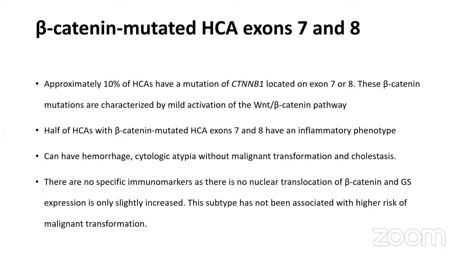Then the exon 7, 8 beta-catenin mutated adenomas make up approximately 10% of the hepatocellular adenomas, and they have mutations of the CTNNB1 gene located on exon 7 or 8. And these are characterized by mild activation of the WNT beta-catenin pathway. So these do not have that high risk of malignant transformation. The beta-catenin exon 3 adenomas are associated with a higher risk of malignant transformation, and these are not.